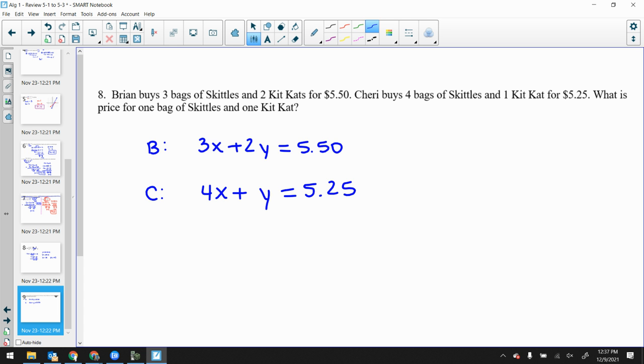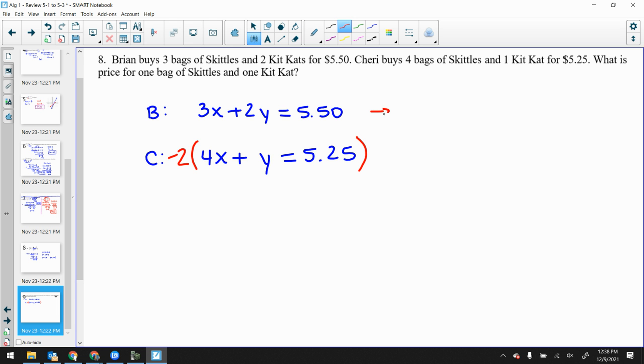What am I going to do? Substitution or elimination? Patty? Elimination. What do you want to get rid of here? What do you want to do? I did the bottom equation by negative 2. That's exactly what I would do as well. I'm going to multiply the bottom equation by negative 2. Because that means the top is going to remain the same, which is 3x plus 2y is equal to 550. The bottom is what's going to change. Negative 8x minus 2y, negative 1050.